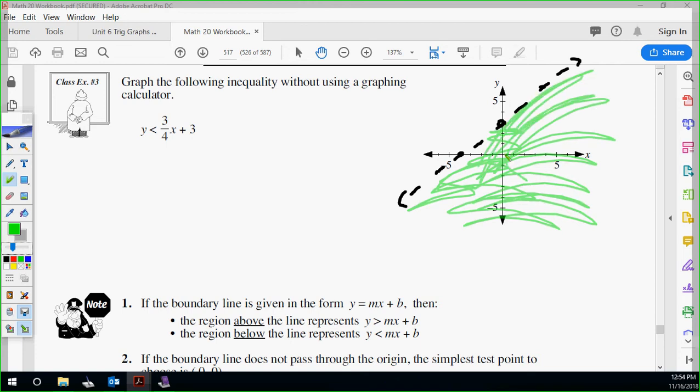So this time 0, 0 should work, right? Yes. Okay, so let's see if it works. If I put 0 in, I got 0 is less than 3. Is 0 less than 3? Yes. So we feel good about our solution set. So this lesson is just shading stuff? Yep. Cool. All right, one more example and we'll be done. Not bad for a 2-lesson day, huh?